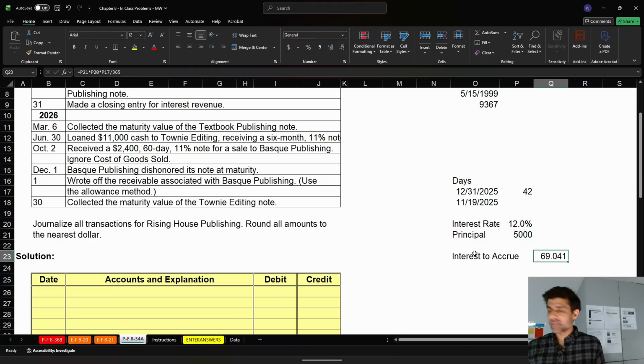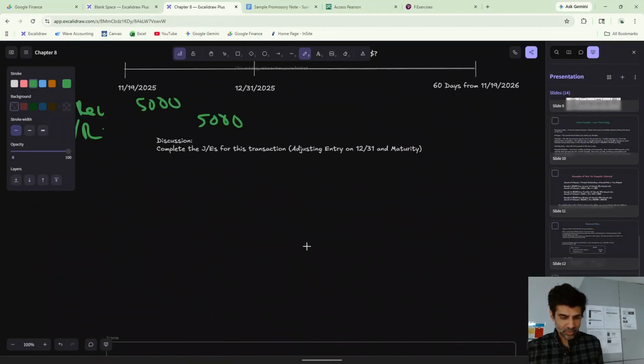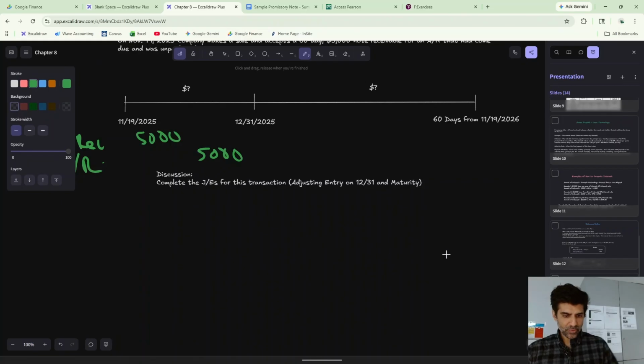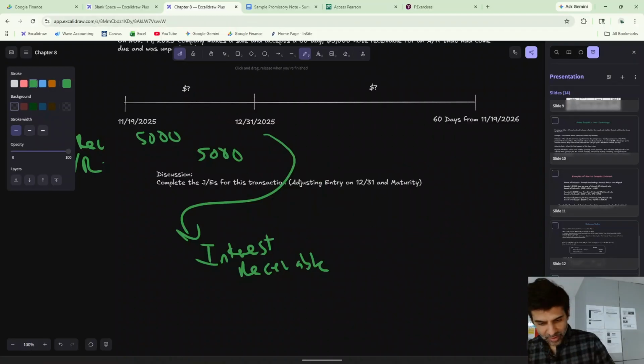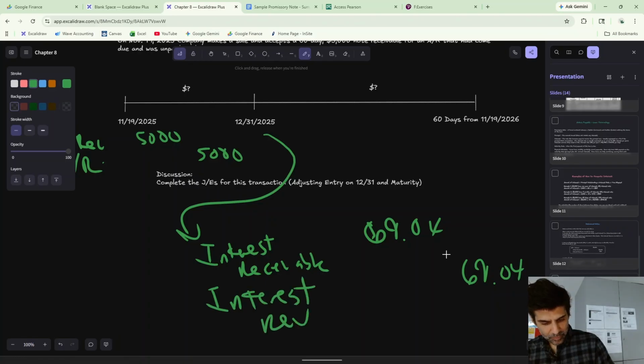So $69.04. Okay, so then I have my journal entry. The journal entry will be interest receivable $69.04, and we'll have interest revenue credited.